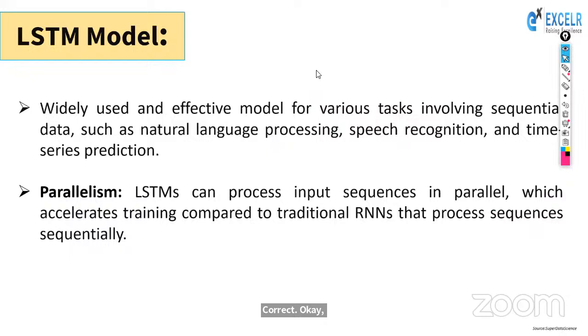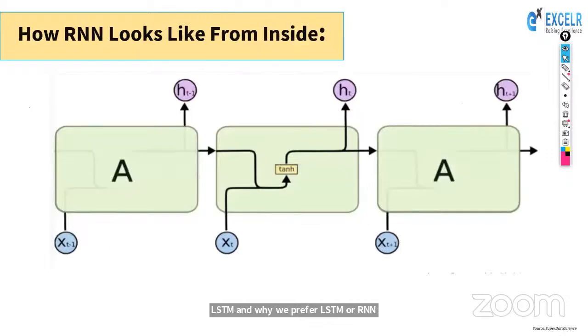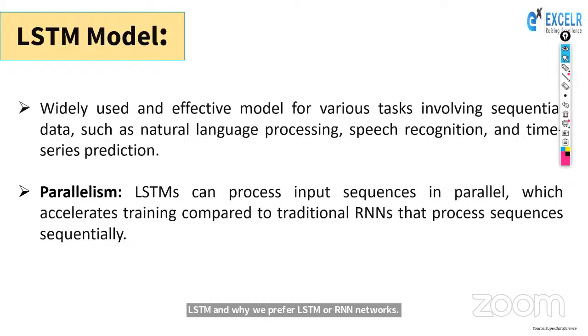Okay, cool. I hope this point is clear, guys. This is what I've explained about parallelism. Now that you understand why we use LSTM and why we prefer LSTM over RNN networks, let's see the internal diagram, how things are internally adjusted in RNN as well as LSTM, so that you can easily understand how the architecture differs. Yes, Ayushman, that's the meaning of parallelism.